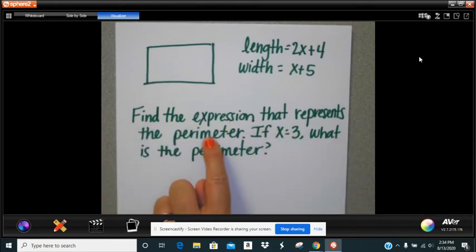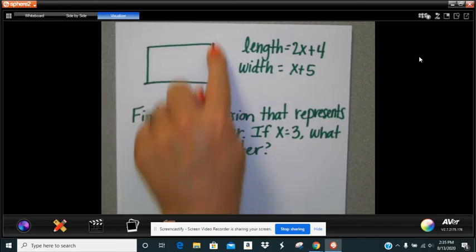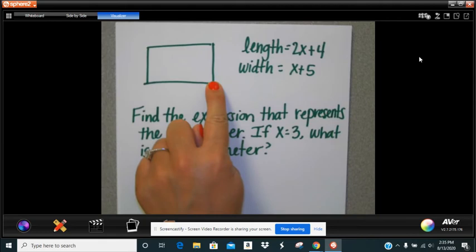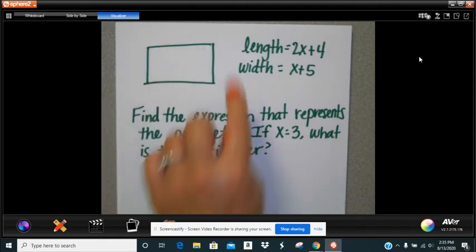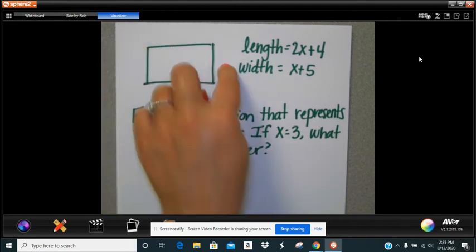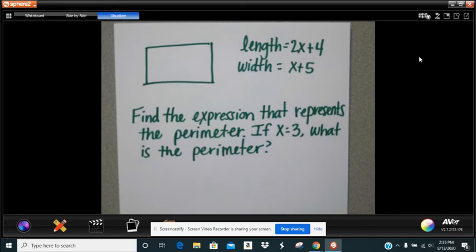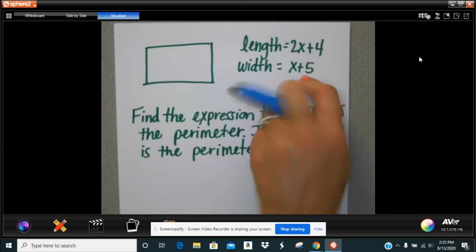Okay, so we need to know what perimeter is and how to find the perimeter in order to even go about answering this question. The perimeter of any shape is the distance around all the sides. So when we try to find the perimeter of something, we're looking for what all the sides, in this case all four sides, add up to. Luckily in our case, we have what the length and the width are. It tells us.